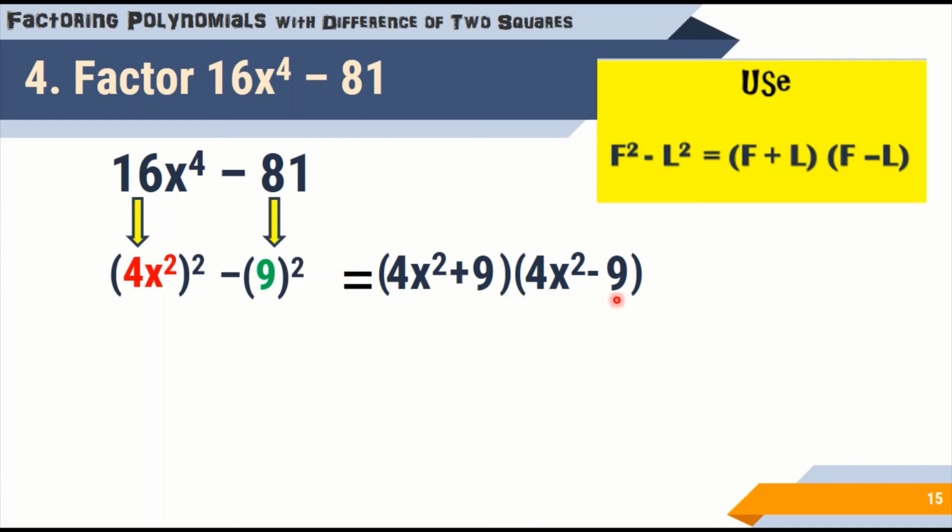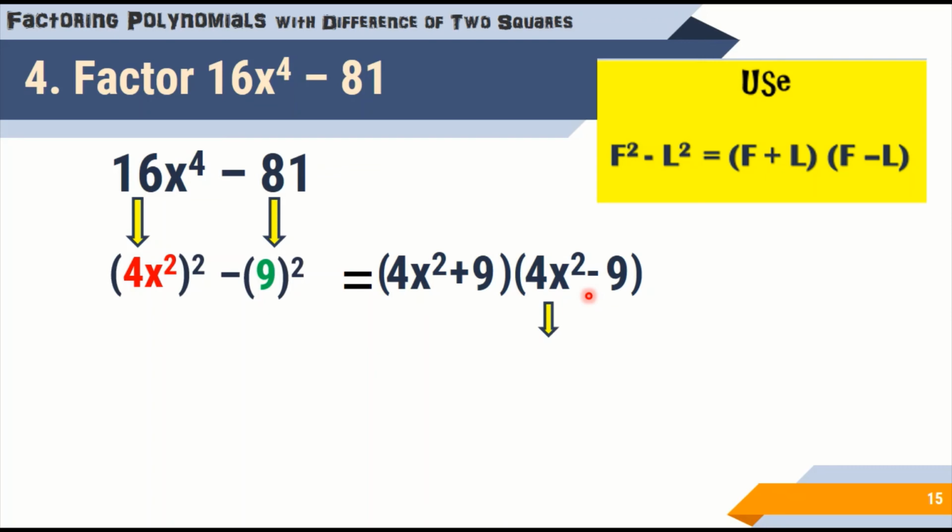And let us check the other factor. We have 4x squared minus 9. As we observe, 4 is a square number, x squared also a square number. 9 is also a square number, and there is a minus between them. This means that this factor ay kaya pang i-factor. So, do it again, the step by step.